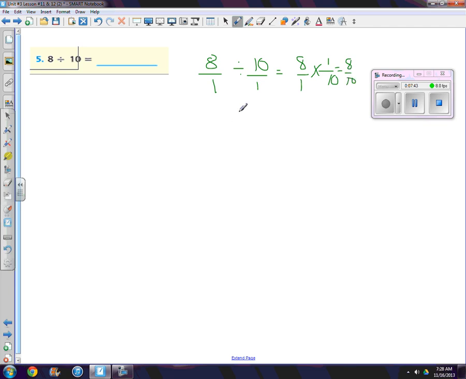And then, of course, simplifying 8 over 10. Looking at the 8 and the 10, you realize that 2 goes into both. So if you divide by 2 and divide by 2, you end up with 4 over 5. So your answer would be 4 over 5. All right, finish that problem in your black notebook, and let's look at a couple more here.